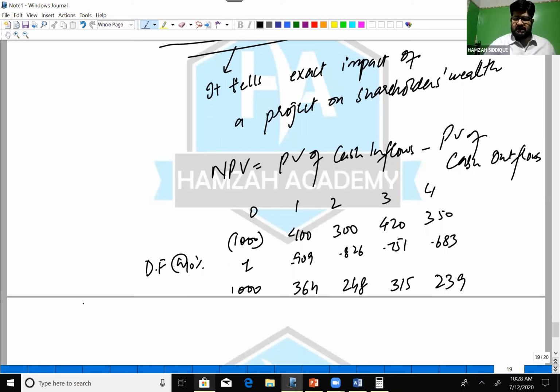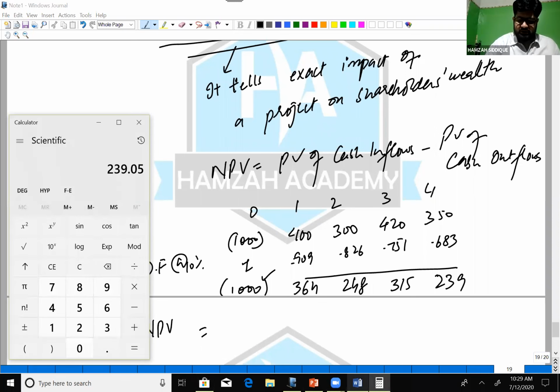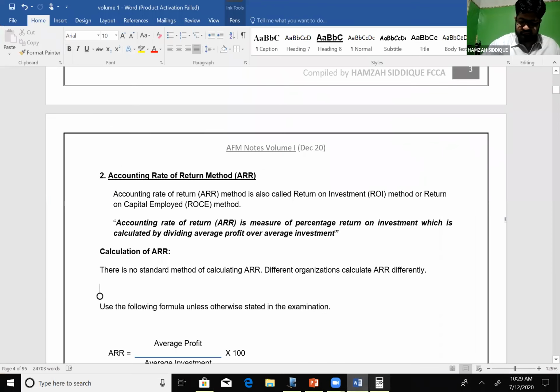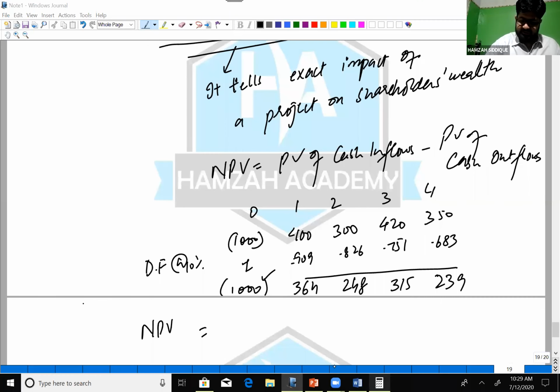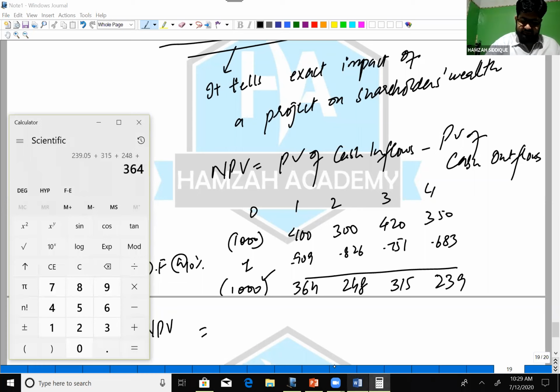So now this is the negative. NPV will be the net of it: sum of the inflows and this deducted. We can calculate 315 plus 248 plus 364 plus 239, minus 1000. It is 166.